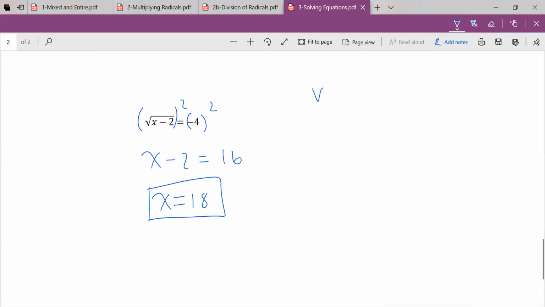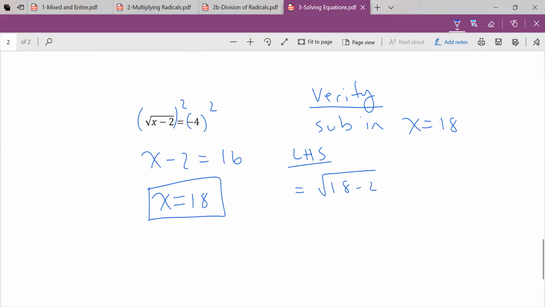Let's verify. So when I verify again, I'm going to sub in x is equal to 18 into the given equation. Left-hand side, right-hand side are separate. So left-hand side, I'm going to get 18 minus 2, which is 16, and root 16 is 4. Sure it is. But on the right-hand side, it says it's equal to -4. Does +4 equal -4? No way, it does not.